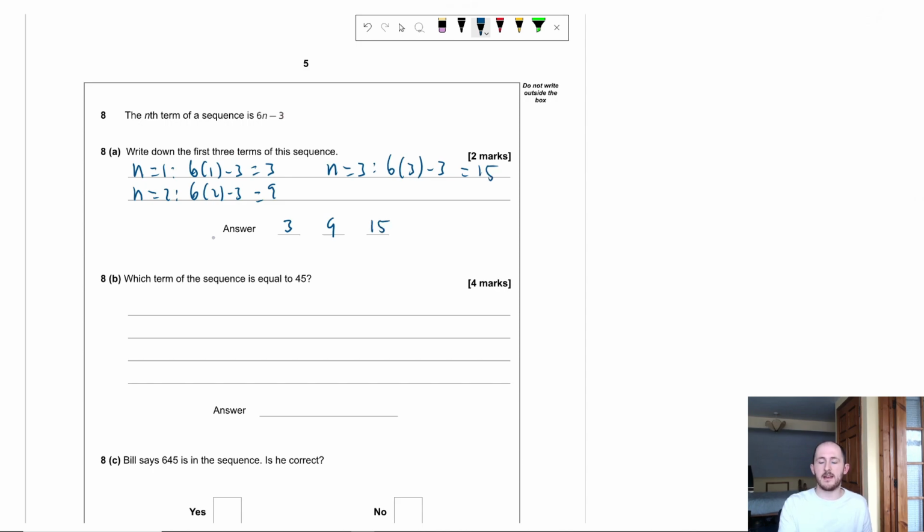And now the way that the marking for this question works is you basically lose a mark for every one of these that you get wrong. Okay, so be super duper careful. Which term is equal to 45?